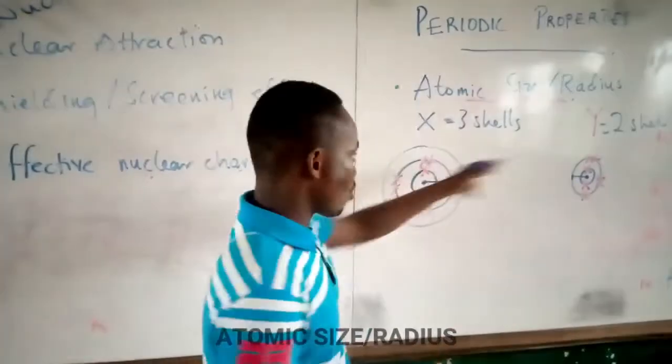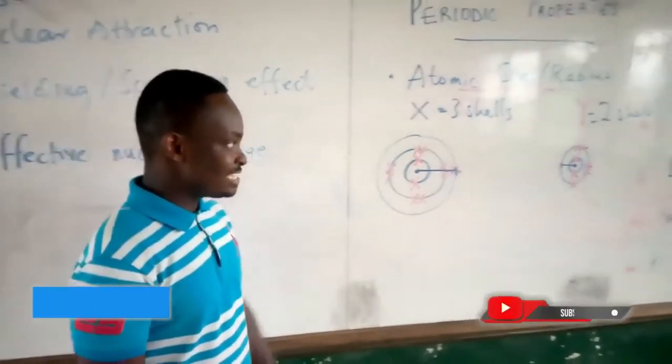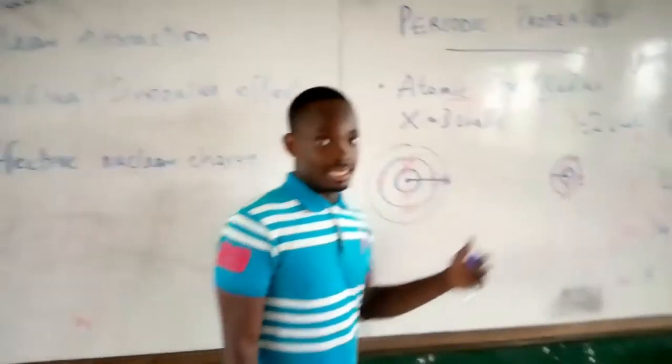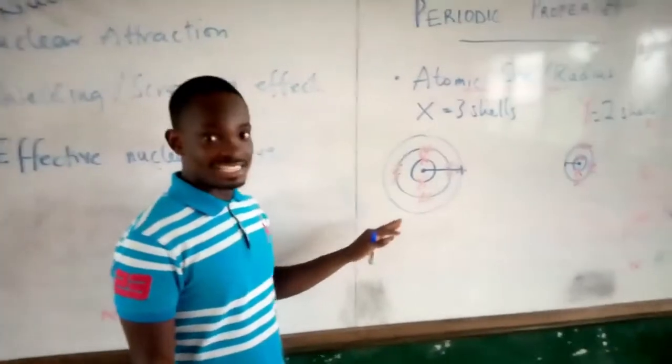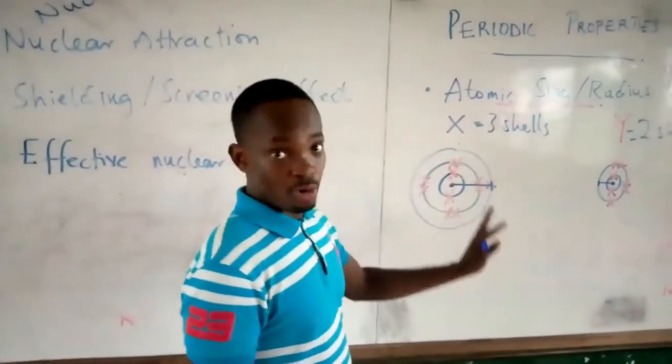So I have X and Y. Of course, X is larger in size than Y. Y is smaller than X, right? So X is larger in size than Y because they have different numbers of shells.